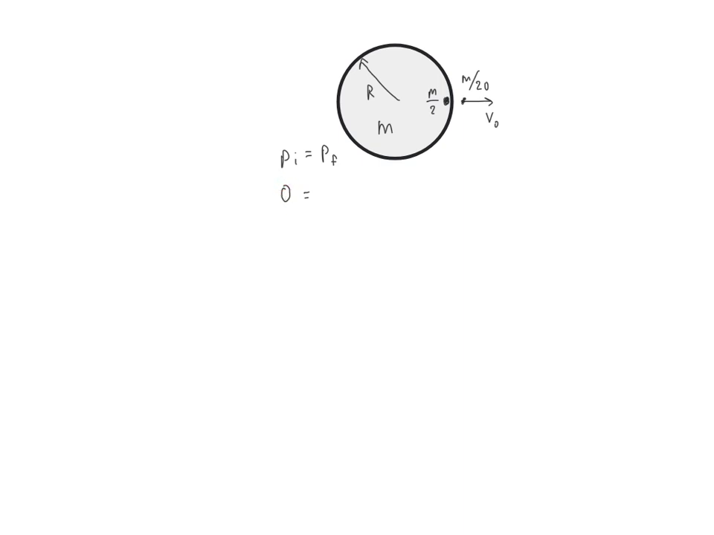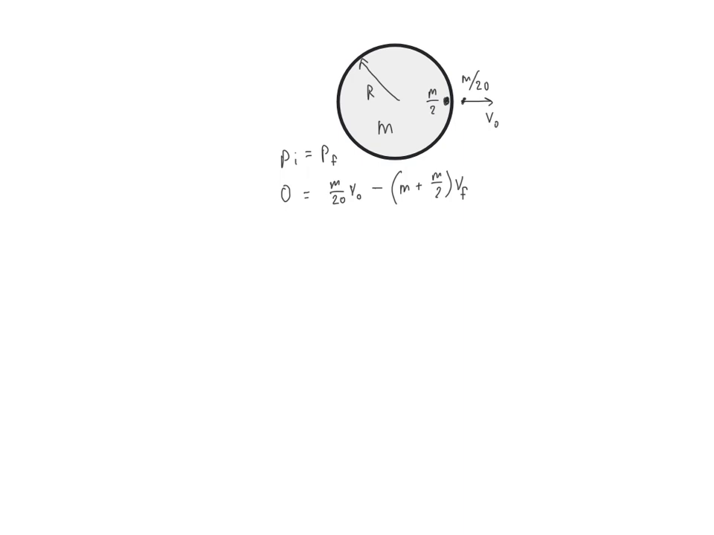So we can just write that by saying the final momentum is m over 20, the mass of the stone, times its velocity, V0, minus, now we need to get the entire mass of the disk-person system, which is m plus m over 2, times its final velocity, Vf. Then all you need to do is take this whole equation, simplify it, rearrange it, solve it for Vf, and you've got your answer.